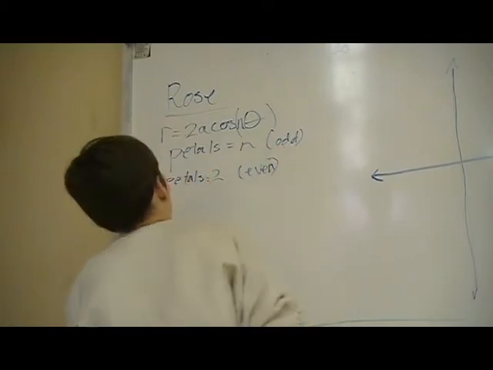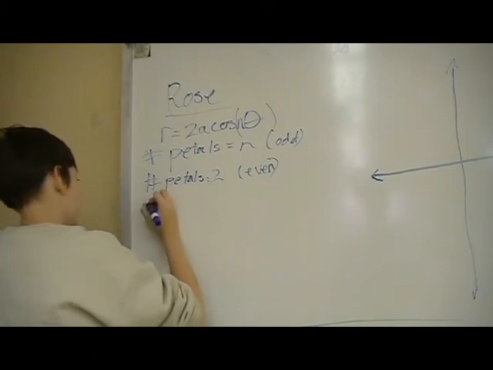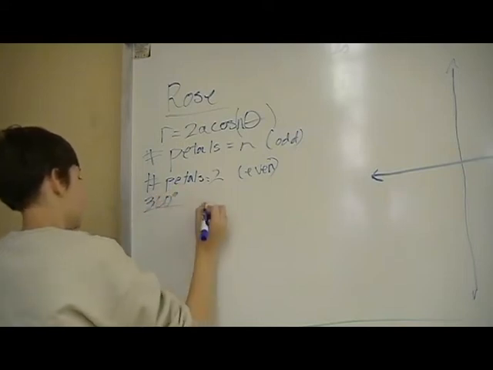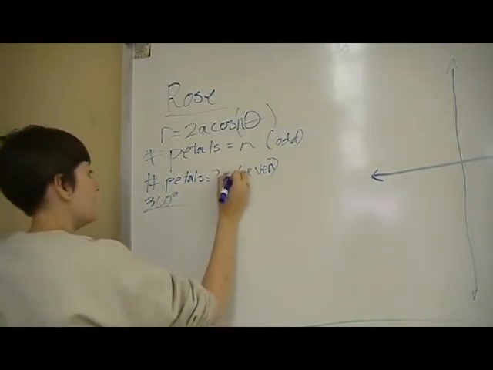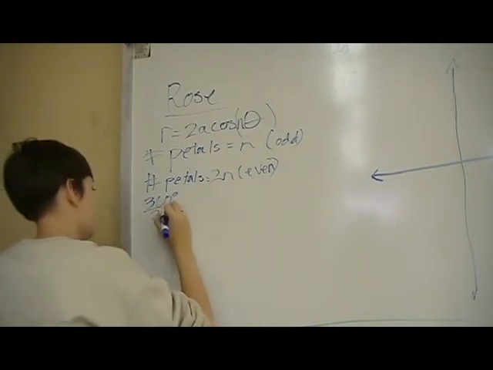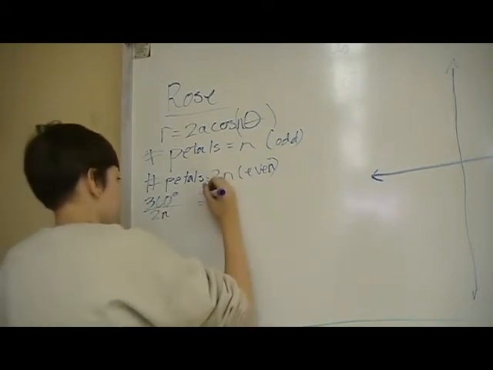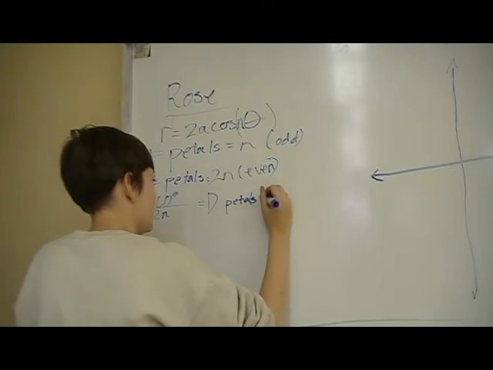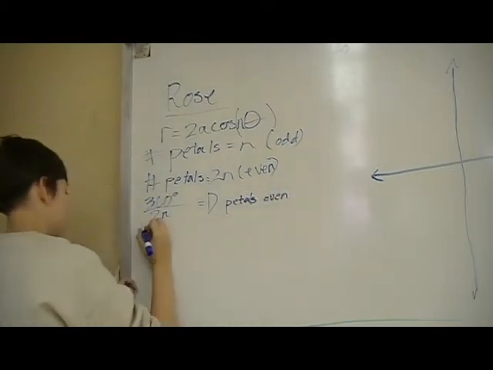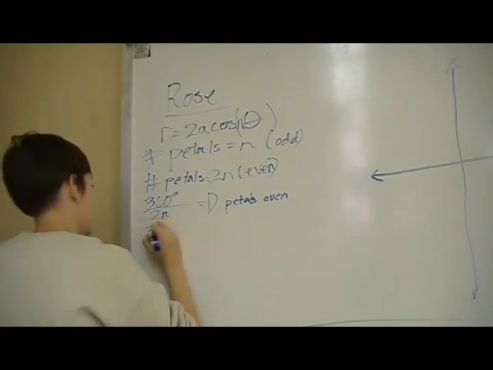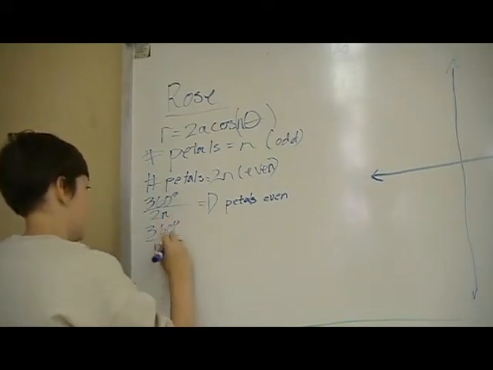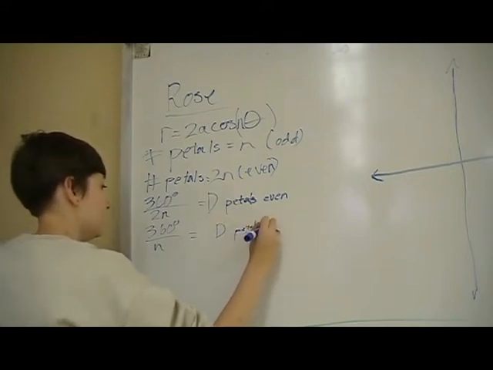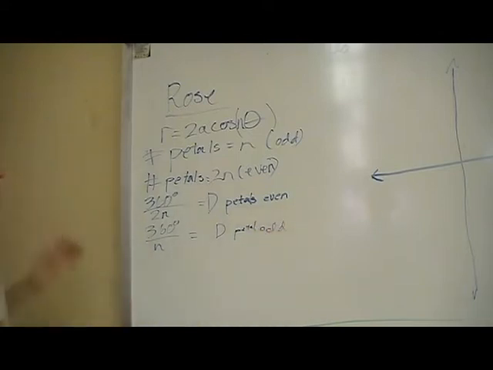And if you want to know how far apart the petals are, all you have to do is say, okay, if it's even, it would be 360 degrees divided by 2n, and that would give you the distance between the petals. And same thing for odd, really, except it's n instead of 2n, so it'd be 360 degrees divided by n equals the distance between petals for odd. Okay, so that's just a basic overview.